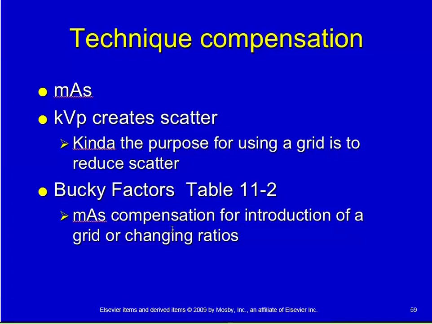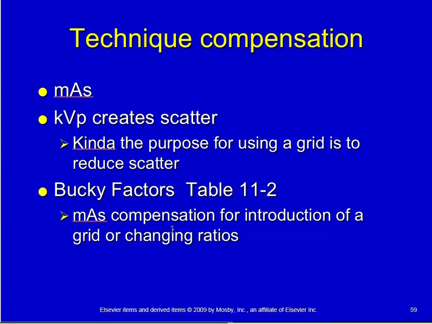Table 11-2 shows you what your technique compensation would be. If you're using a grid, or if you're not using a grid, your technique is times 1, which just means that whatever technique you're using, that's the technique you're using. But if you introduce a 5-to-1 grid on a technique that you previously did not use a grid on, at 70 kVp, what you're going to have to do is adjust your mass by a factor of 2.